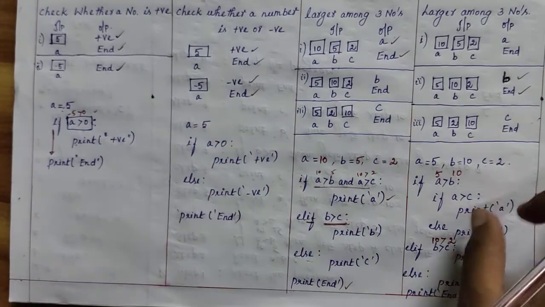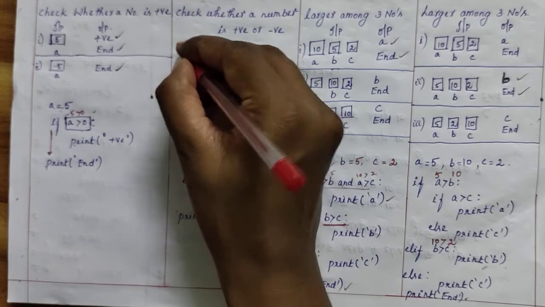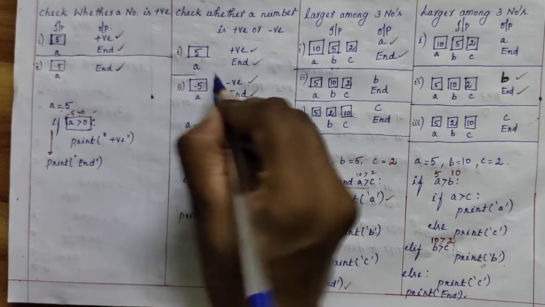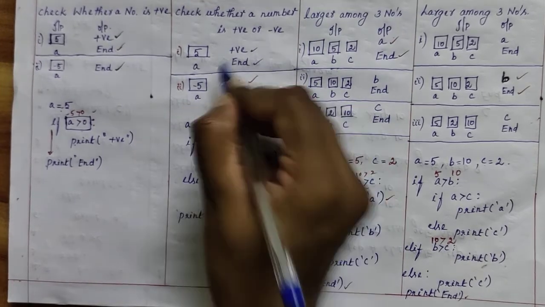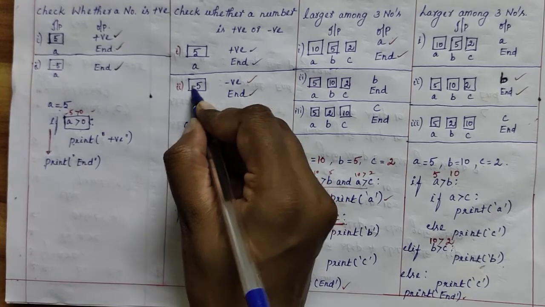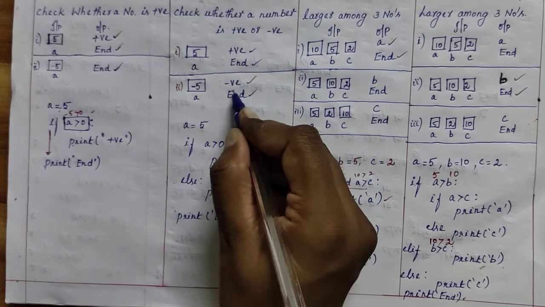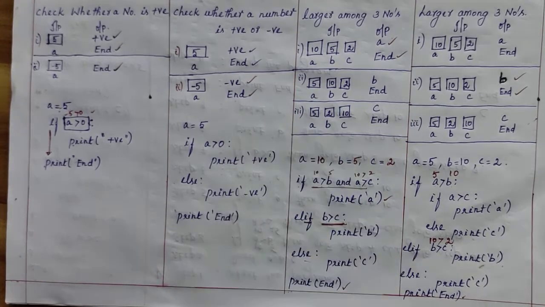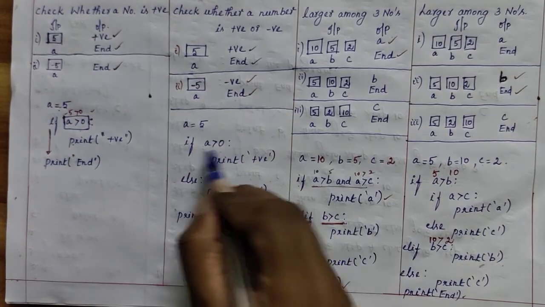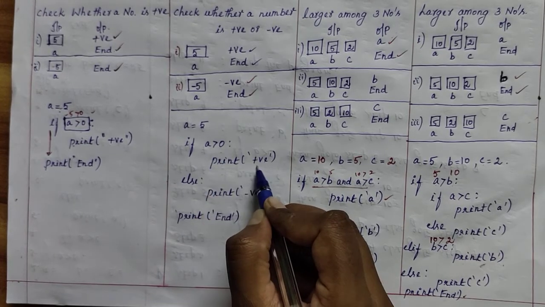The second problem is check whether a number is positive or negative. Here also I have taken 2 cases. If I give a positive number, I get the output positive and that of end. If I give a negative number, I get the output negative and that of end. So here is the logic. What is the condition? If a number is greater than 0, then it is a positive number.